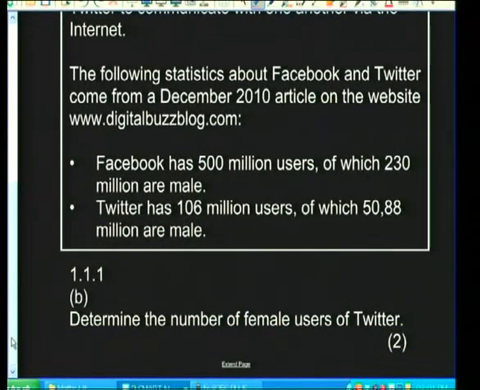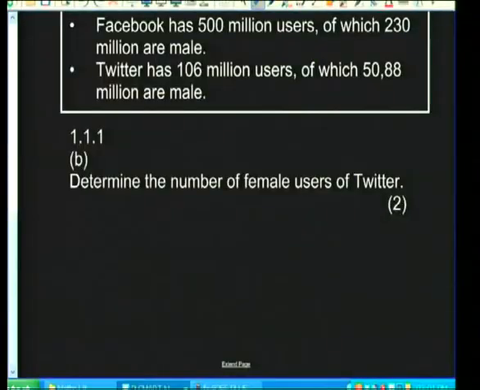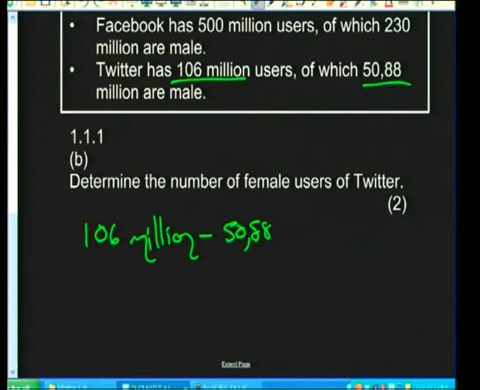Determine the number of female users of Twitter. Now that's exactly what I said they were going to ask, isn't it? So let's have a look at it. So, Twitter: we've got 106 million users, of which 50,88 million are male. So the number of female, well, that's quite easy. I've got 106 million minus 50,88 million.